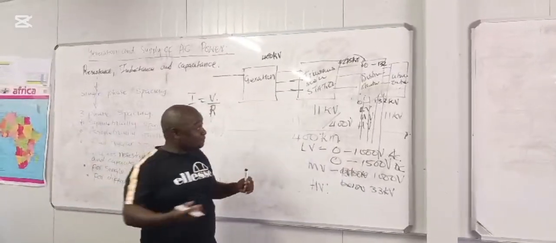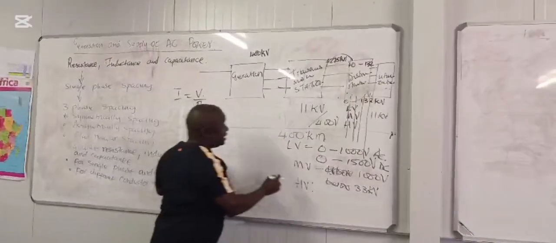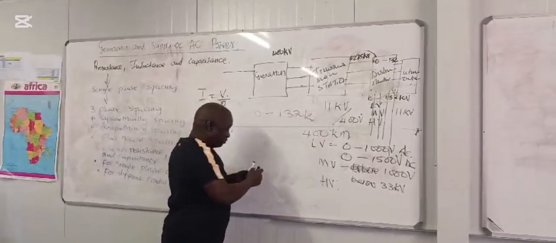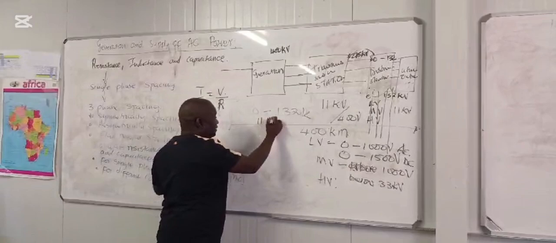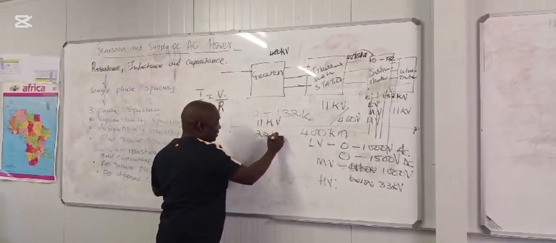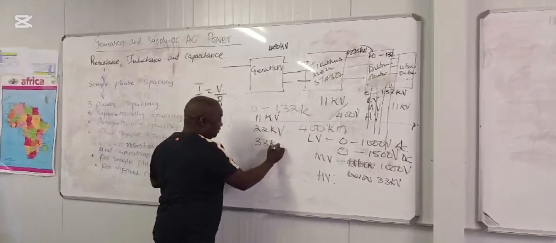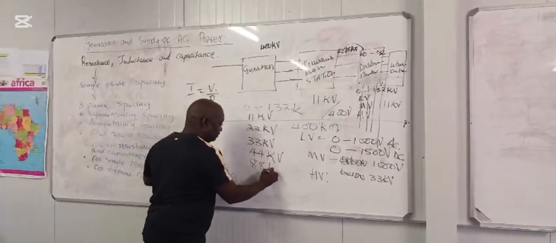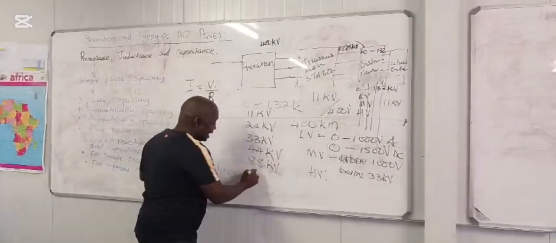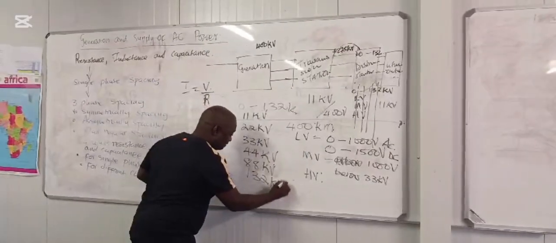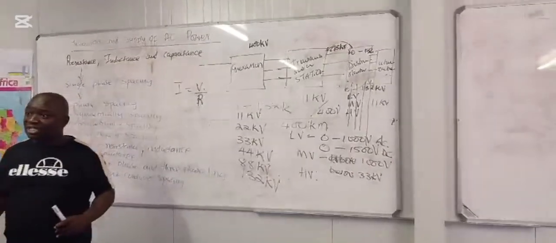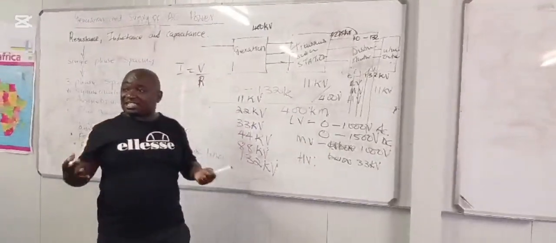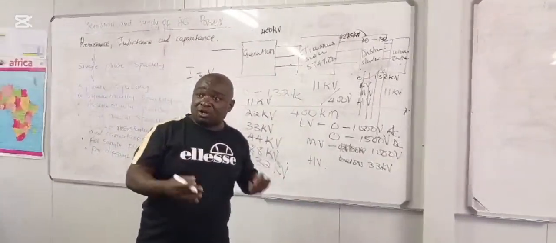A 3-phase. Remember, we said that this distribution is between 0 and 132 kV. Within that, we still have 11 kV, 22 kV, 33 kV, 44 kV, 88 kV, and also 132 kV on our distribution. Are we together? Now this voltage, depending on the need of a customer, ESCOM can also supply that.